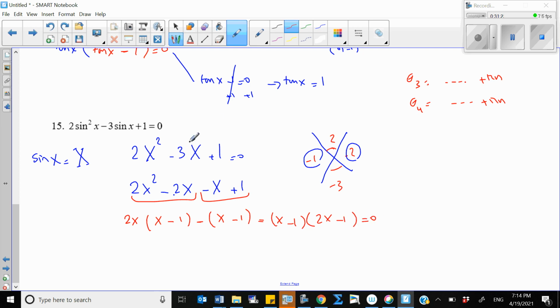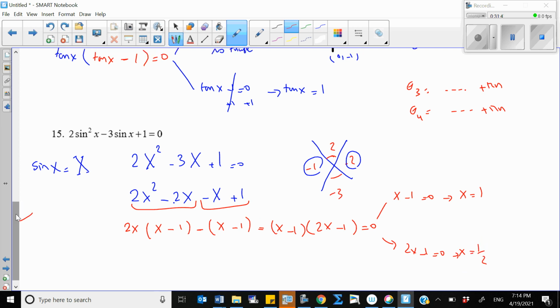So we factored this polynomial. Now in order to solve it, we just need to set each factor equal to 0. X minus 1 equal to 0 and 2x minus 1 equal to 0. From here, x will be equal to 1, and from here, x will be equal to 1 over 2.